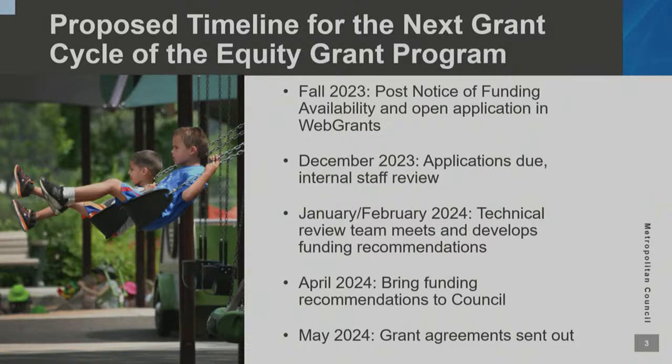And this timeline actually works really well with the 2021 grant cycle because those grants will be expiring in June of 2024, assuming they don't have amendments. And so this will allow any programming to kind of continue without a break.